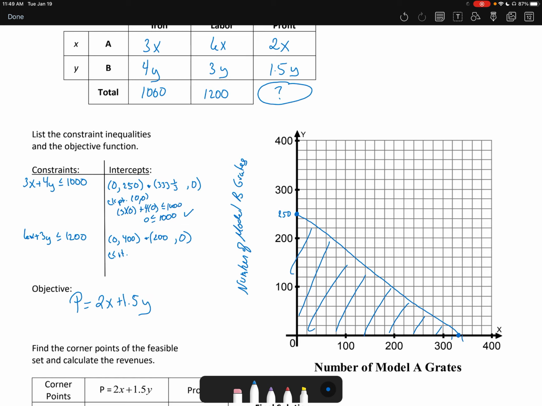Now for our other one, I'm going to go ahead and change this one to red. On this one, I'm going to graph 0, 400, and 200, 0. And I'm going to connect that as straight as I can. It's hard that I'm using a tablet. Okay, and if I check the point 0, 0, which is available again on this one, it works. So we're going to shade the side with 0, 0 on this one as well.